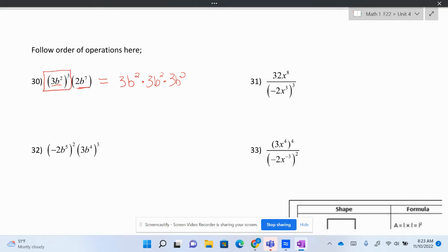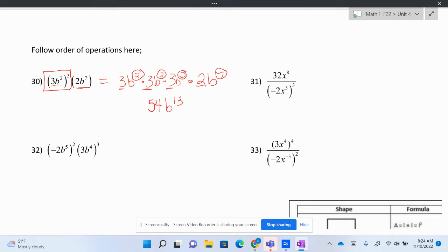This says you're multiplying just this first parenthesis by 2b to the 7th. So what is 3 times 3 times 3? Times 2 is 54. Let's count our b's, exponents. I have 2, 4, 6, plus 7 is 13.